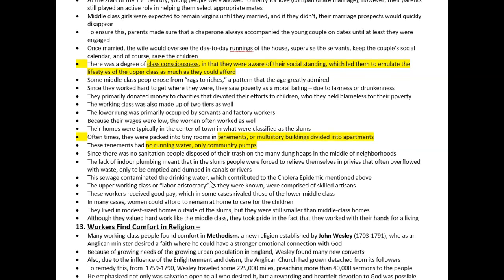The upper working class, or labor aristocracy, as they were known, were comprised of skilled artisans. These workers received good pay, which in some cases rivaled those of the lower middle classes. In many cases, women could afford to remain at home to care for the children. They lived in modest-sized homes outside of the slums, but they were still smaller than middle-class homes. Although they valued hard work like the middle class, they took pride in the fact that they worked with their hands for a living. Number 13, workers find comfort in religion.